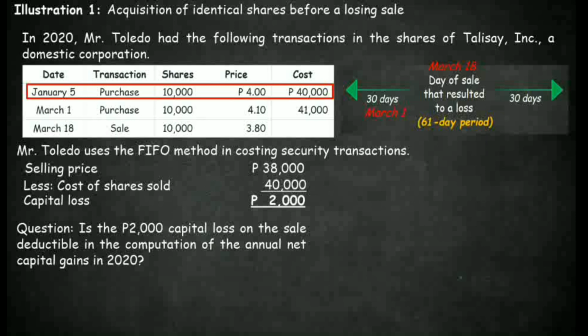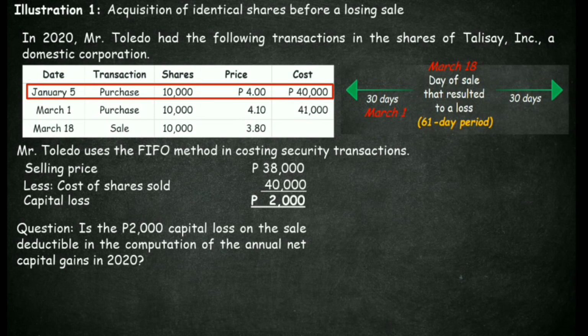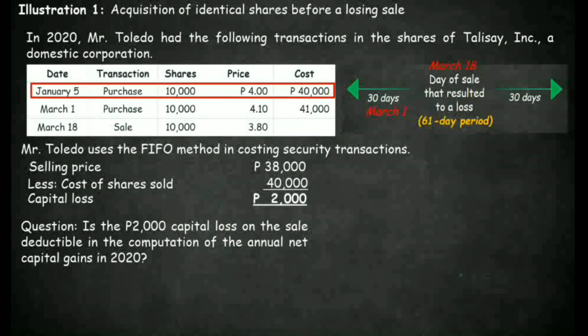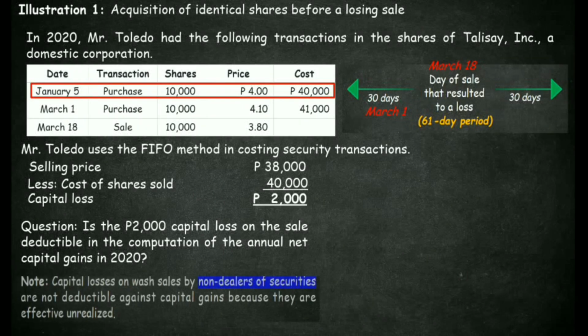Now, balikan natin etong question. So, yung 2,000 pesos ba na capital loss is deductible kung magkukompute na tayo ng annual net capital gains in 2020 considering na merong wash sale na nangyari? So, anong sagot natin? Is it a yes or a no? It's a no. Kasi sabi dito, capital losses on wash sales by non-dealers of securities are not deductible against capital gains because they are effective and realized.